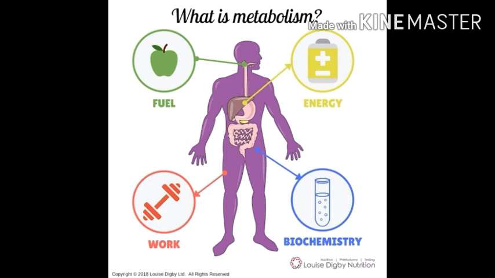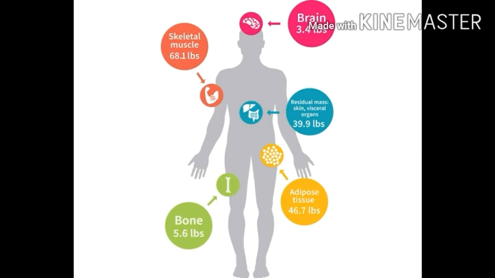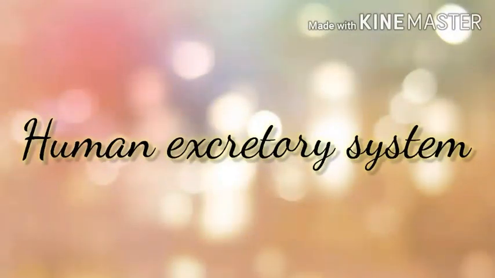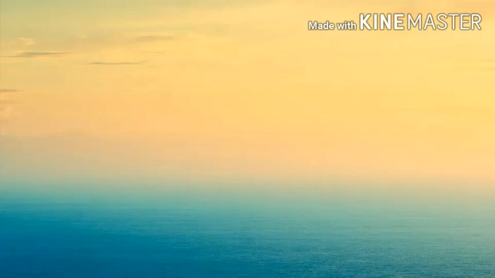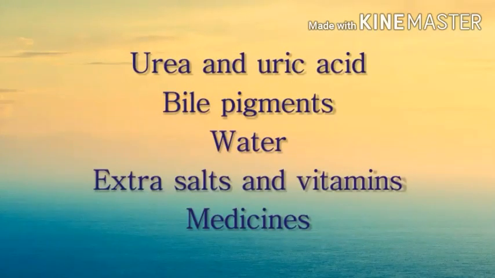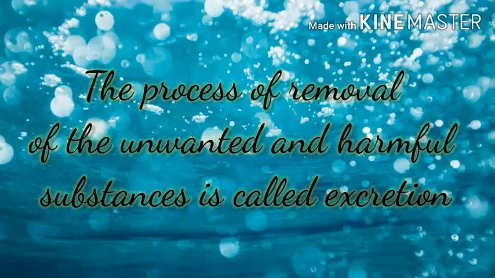All these harmful substances are removed from the body by the excretory organs. So, in this video, we will discuss the human excretory system. The substances to be removed from the body are mainly the nitrogenous waste such as urea and uric acid, bile pigments, water, extra salts and vitamins, medicines, etc. The process of removal of these unwanted and harmful metabolic substances is called excretion.